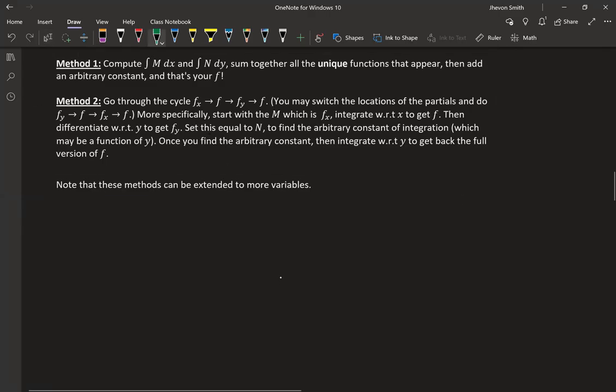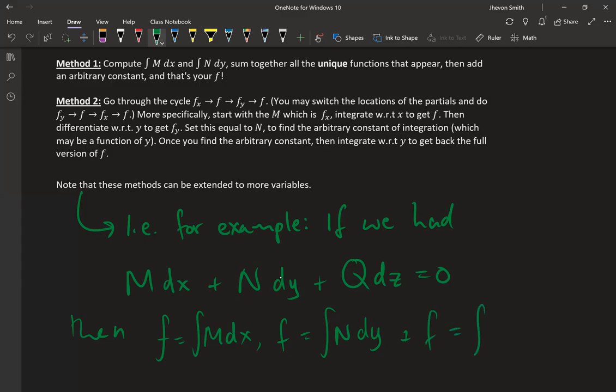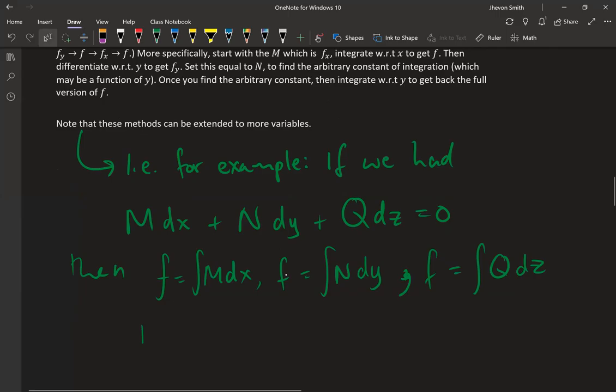And by the way, I do mention here that these methods can be extended to more variables. What I mean by that is, for example, if we had, say, M times dx plus N times dy plus, I don't know, Q times dz equals zero, then you would be able to figure out that your f must be equal to the integral of M with respect to x. Your f is also going to be the integral of N with respect to y, and your f is going to be the integral of Q with respect to z, provided a similar criterion holds.